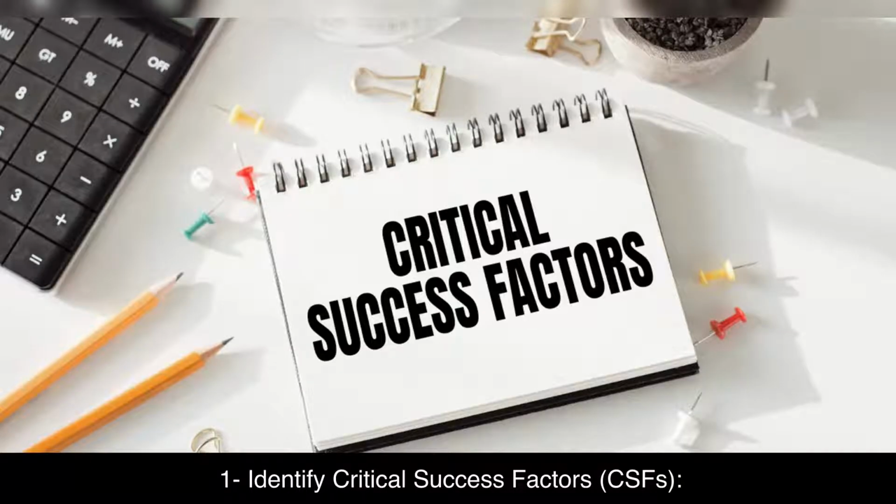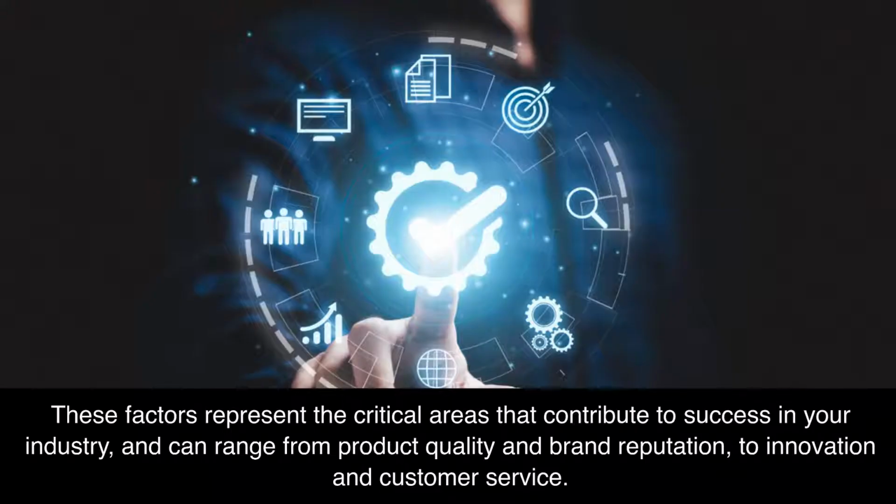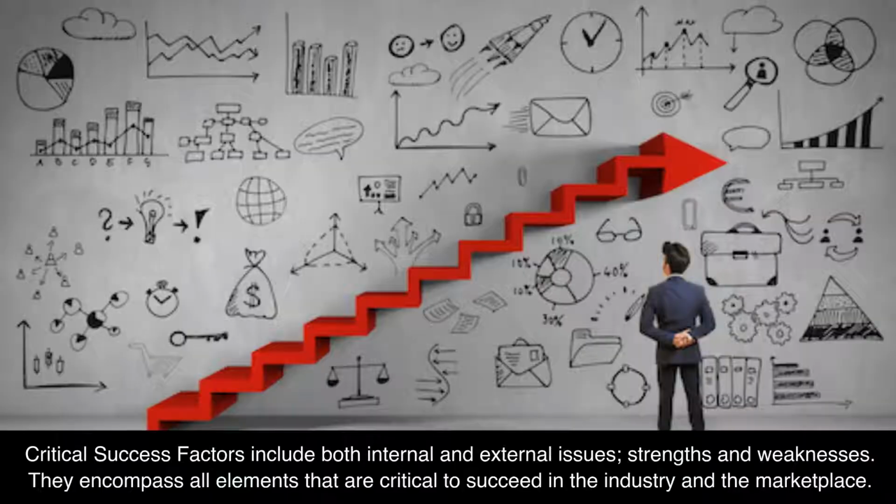1. Identify critical success factors, CSFs. Begin by listing the CSFs you've defined through industry analysis. These factors represent the critical areas that contribute to success in your industry, and can range from product quality and brand reputation, to innovation and customer service. Critical success factors include both internal and external issues, strengths and weaknesses. They encompass all elements that are critical to succeed in the industry and the marketplace.